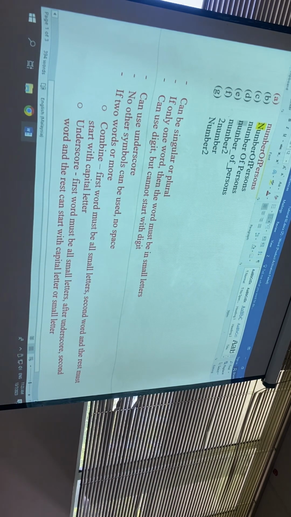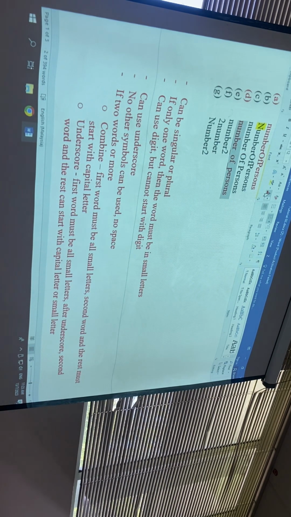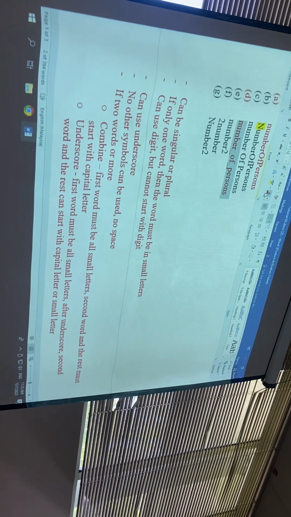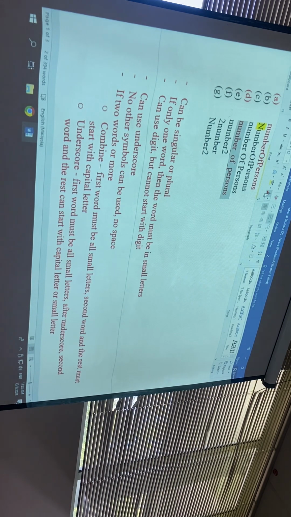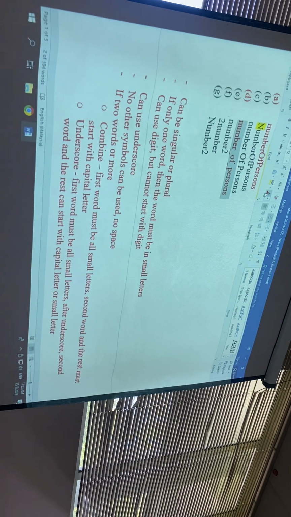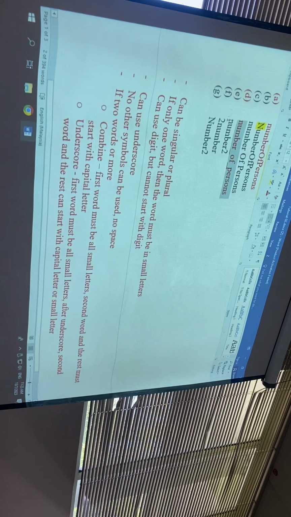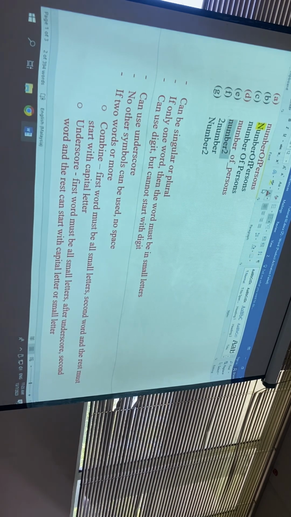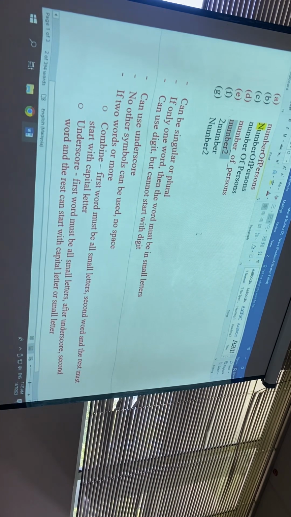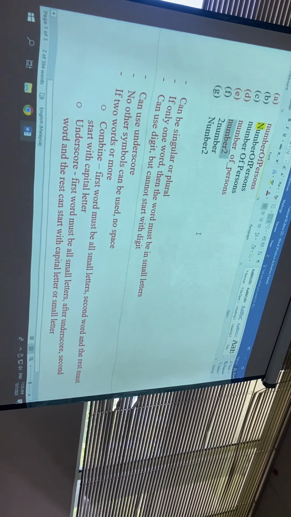How about D? Valid. If you use underscore, for the second word, third word, it's okay to use capital letter or small letter. So D is actually a valid identifier. How about E? Also valid.